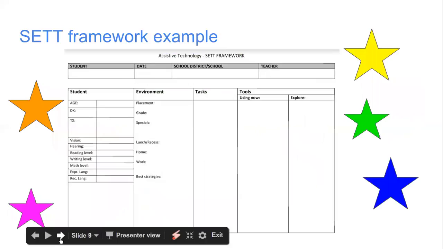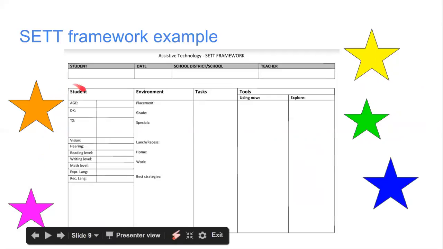Okay, so here's the SETT Framework example that I said we use at the Capital Intermediate Unit. It can look any way you want. It does not have to look like this. Like I said, it could be in a report form. You can put this any way you really want. I've put it in this sort of form-like manner that is basically just bulleted so that everything's on one page.